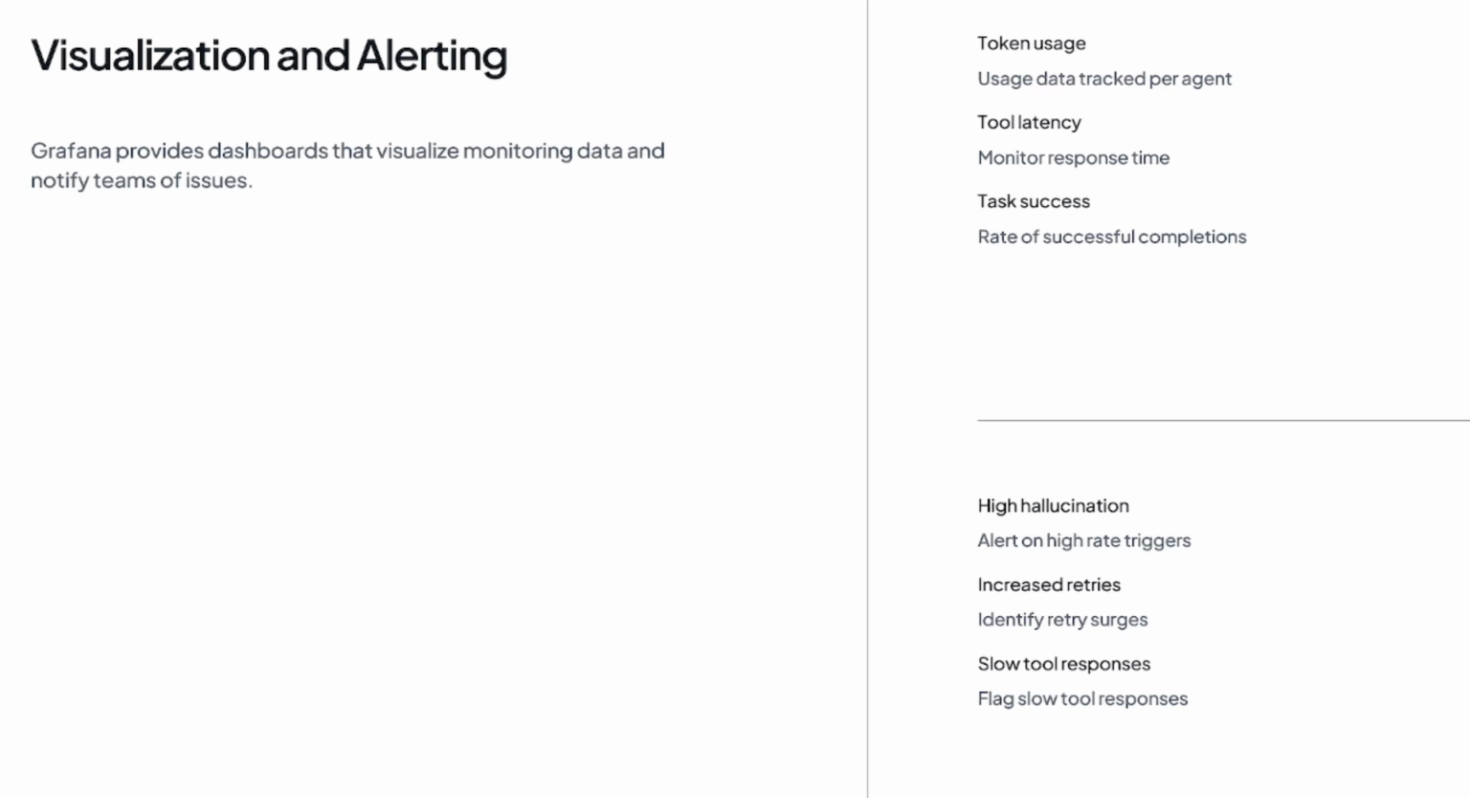Then visualization and alerting. Of course, Grafana is there for that. Grafana provides dashboards that visualize monitoring data and notify teams of issues. Grafana can visualize token usage, tool latency, and task success. It can also visualize hallucination rates, whether high or low, increased retries, and slow responses.